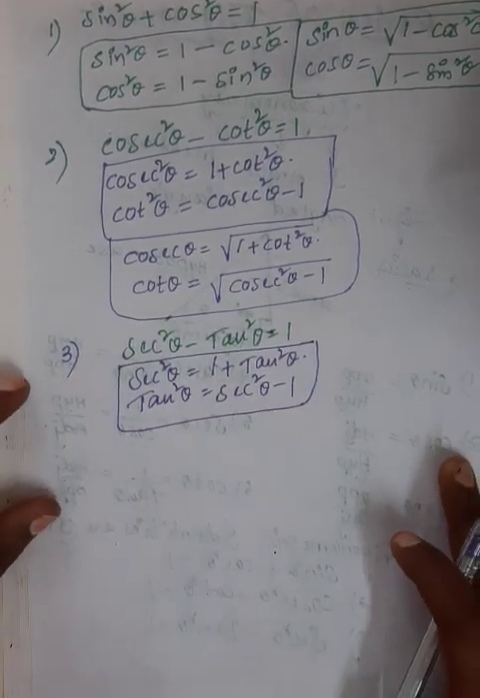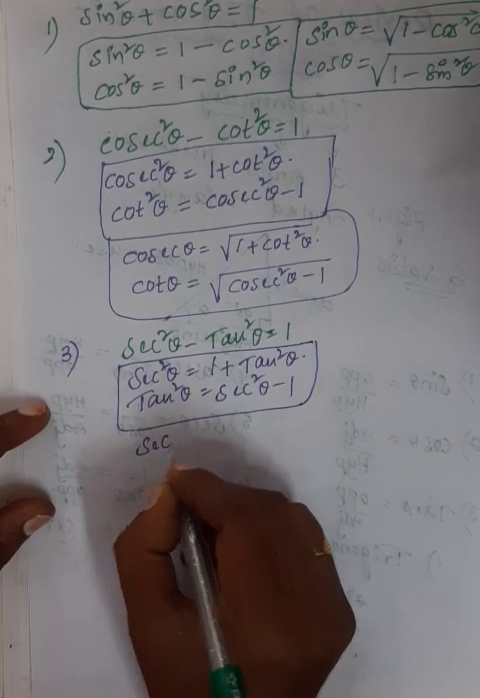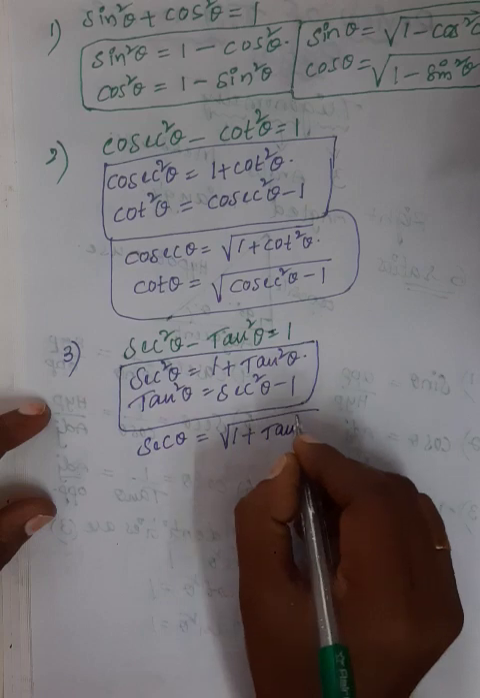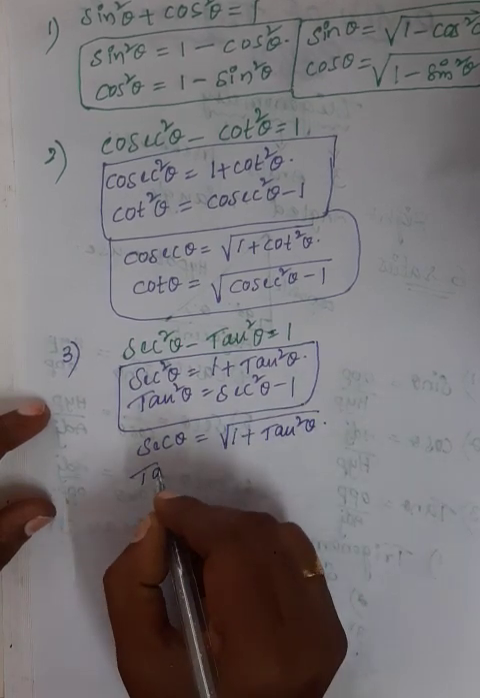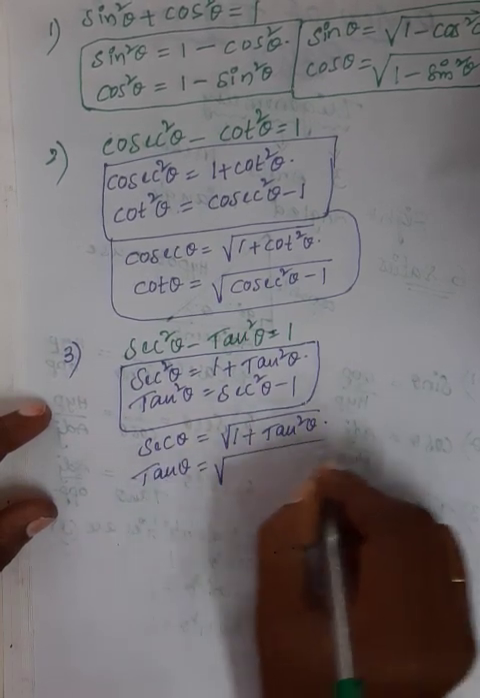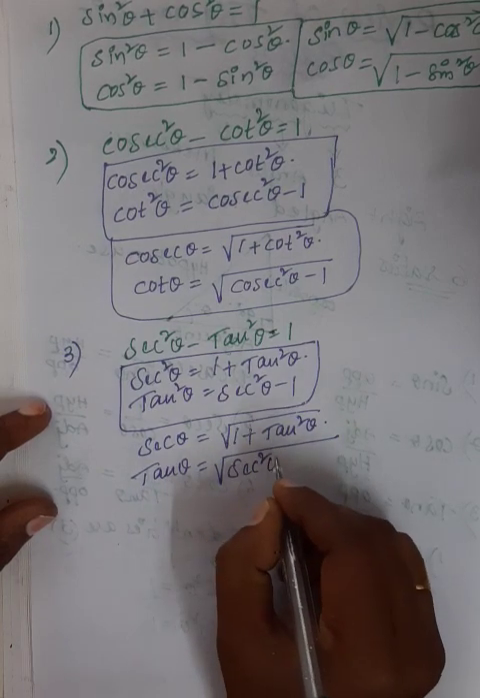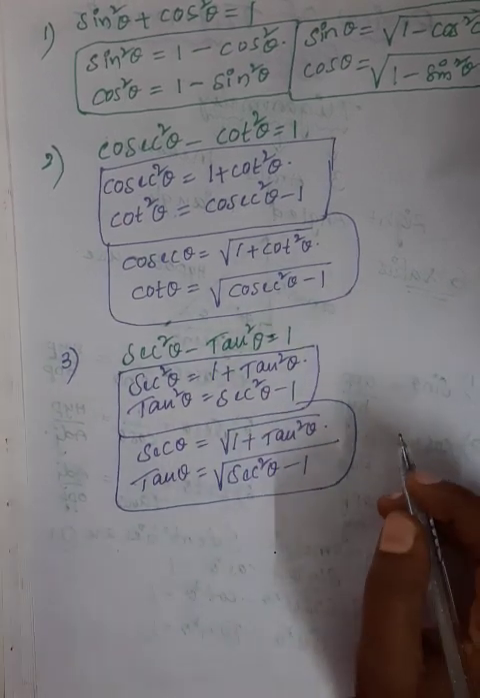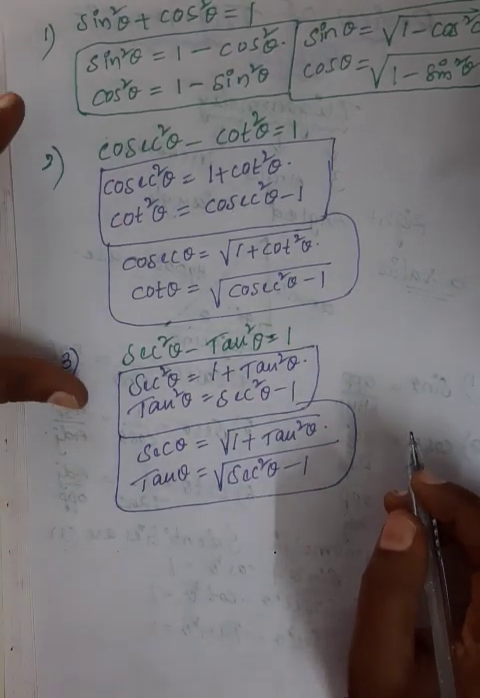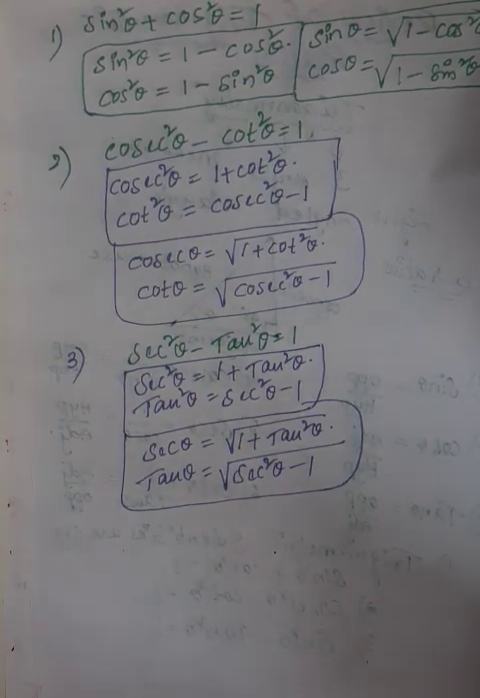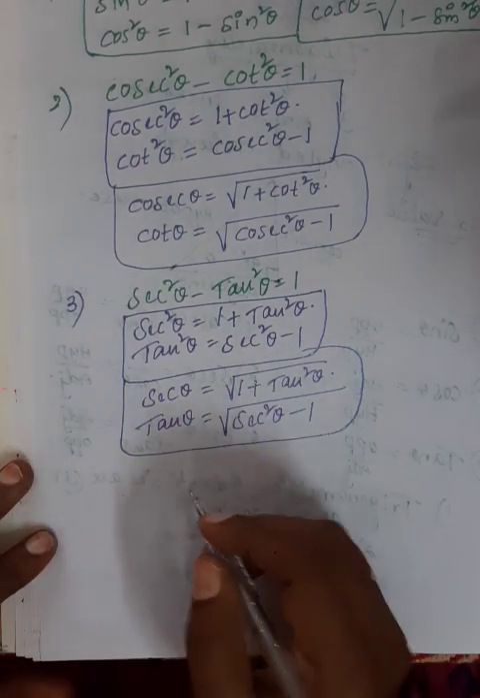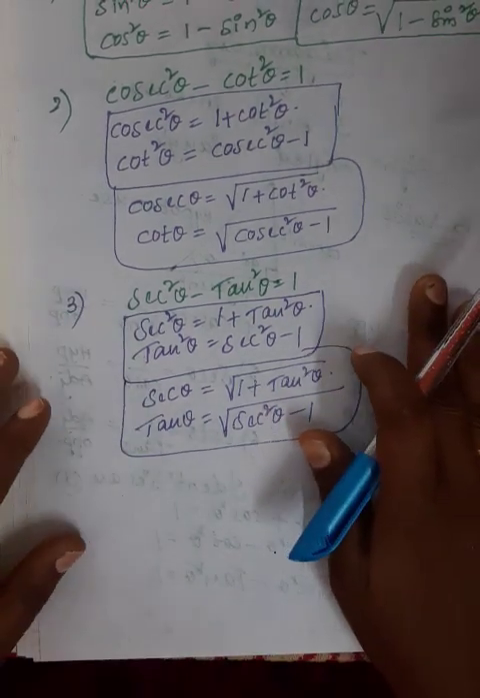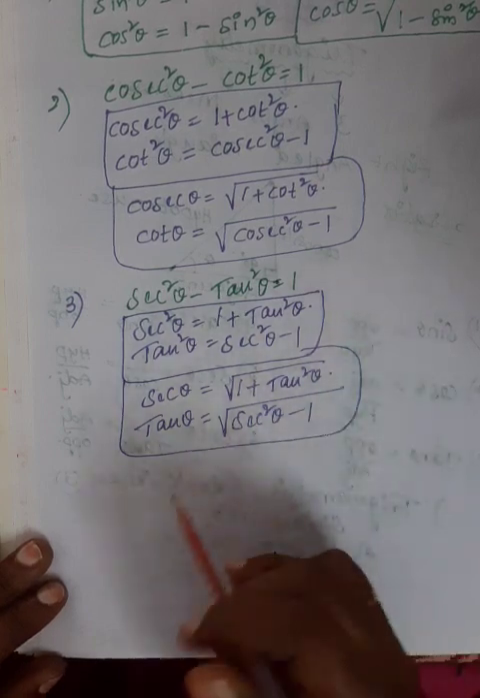So again we have to write sec theta is equal to under root of 1 plus tan square theta. Tan theta is equal to under root of sec square theta minus 1. So these are the formulas we have obtained from these three trigonometric identities. Now we have to remember some important trigonometric ratios of allied angles.